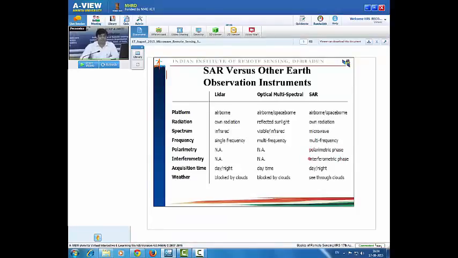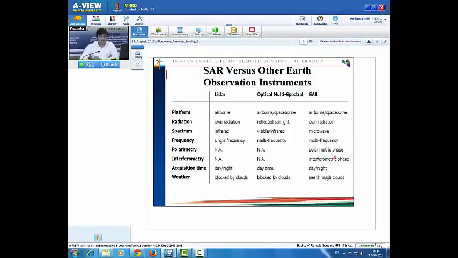These two are the major advantages of SAR remote sensing over other remote sensing techniques, because using polarimetry and interferometry, one will be able to extract the different properties of the objects. Using interferometry, one will be able to get the information of the height also. One can generate the DEM also.